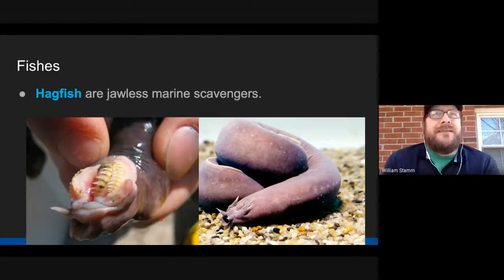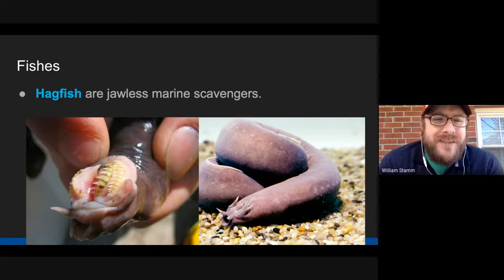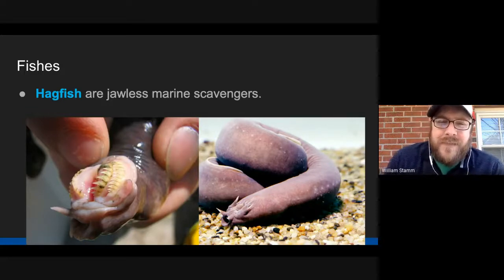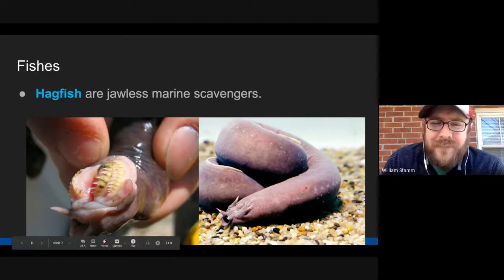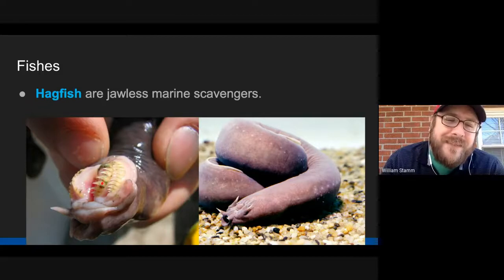Today's modern versions of Agnatha include the hagfish, which is common in colder waters of the East Coast. They're jawless scavengers. They're on the bottom and they're always looking to eat whatever they can find on the ocean floor. They look eel-like, but they're not classified as eels, because eels have jaws. These hagfish are jawless. They do have teeth. Just because you don't have jaws doesn't mean you can't have some kind of teeth structure.